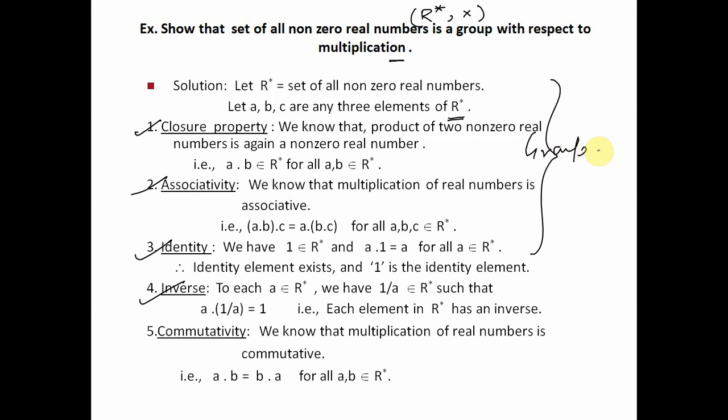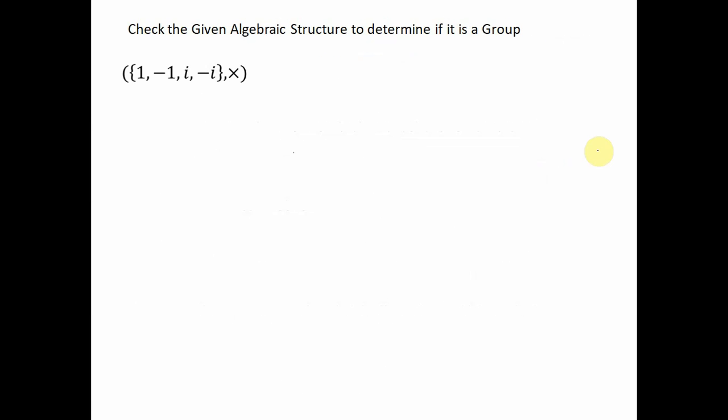Going one step further, we know that multiplication of real numbers is commutative. So this is not only a group, but an abelian group. Let's take another example. Check the given algebraic structure to determine if it is a group. We have been given the set 1, minus 1, i, minus i, where i is the imaginary number, the square root of minus 1, and the operation is multiplication. Now I have to verify whether this is a group or not.